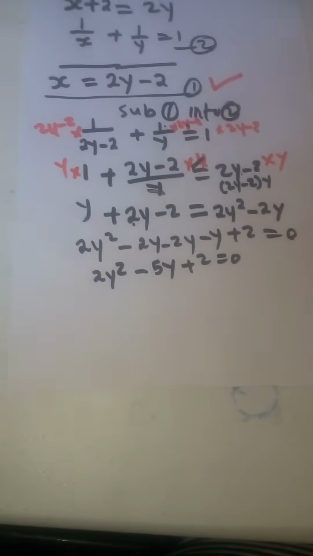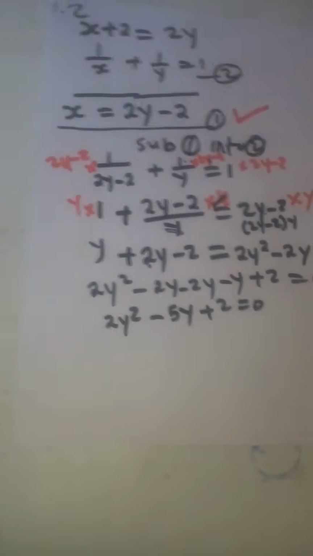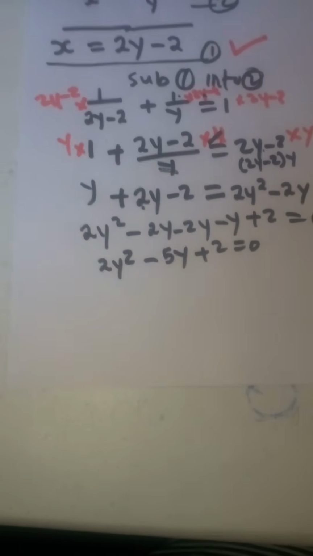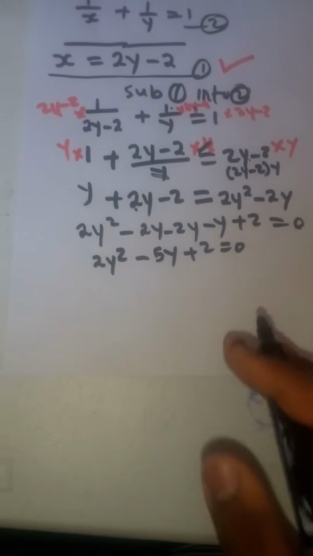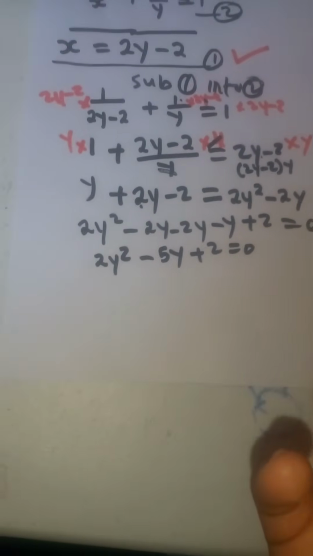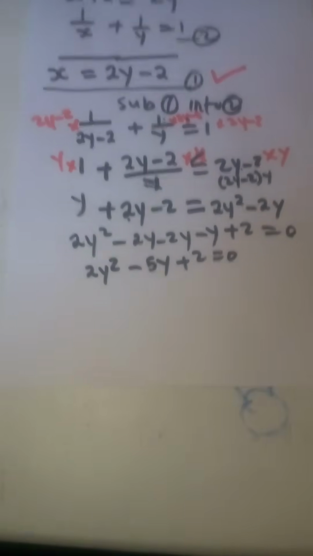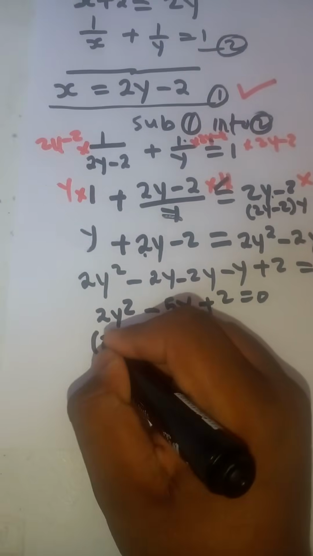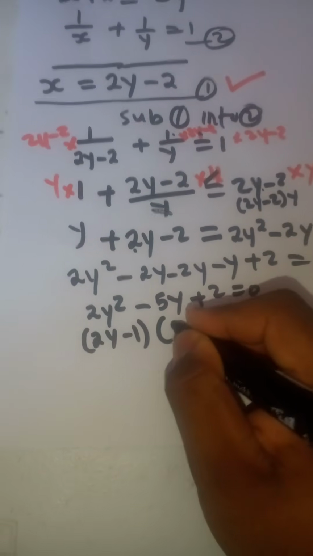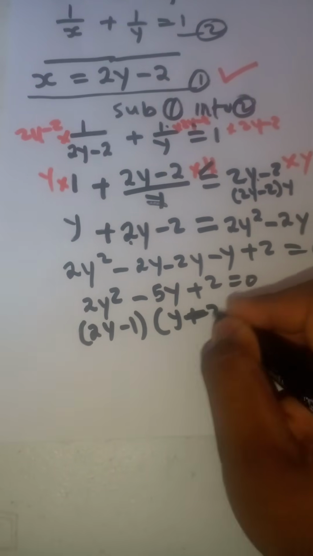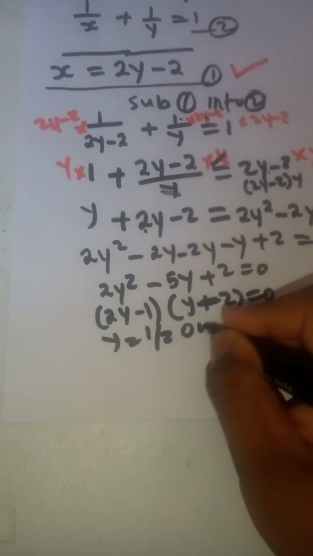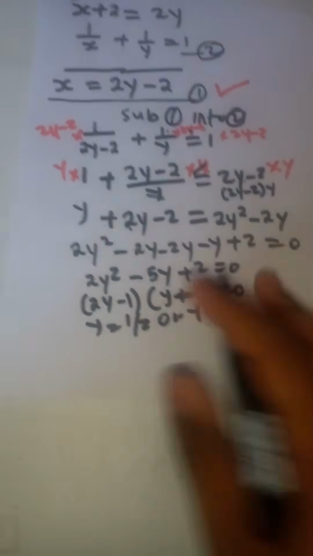And then now, I'm still going to factorize. I love factorization. So in this case, you'll punch everything on your calculator. So now let's go. So I will have what? 2y minus 1, and then y minus 2 is equal to 0. y is equal to 1 over 2, or y is equal to 2. These are my y values.